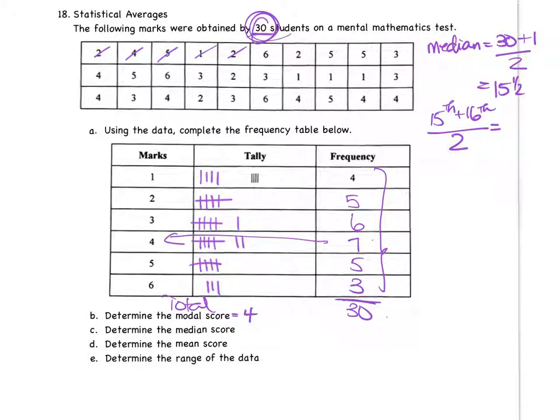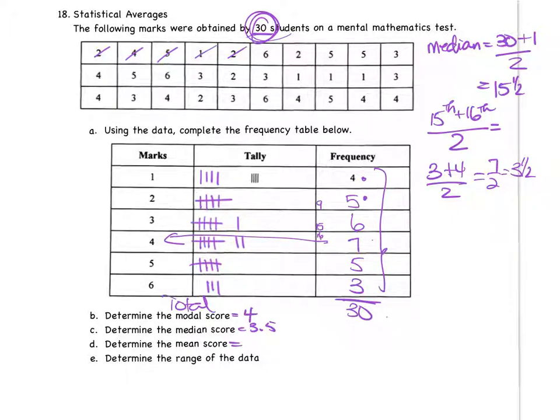So let's go through. The first 4 terms are 1. The next 5, which will bring us to 9 terms, are 2. Up to here we've reached 9 terms. Then we have 6 more terms, so we come to the 15th term. So it means our 15th term is 3 and our 16th term is then 4. So we get 3 plus 4 divided by 2, which gives us 7 over 2, which gives us 3.5. So the median score will be 3.5.